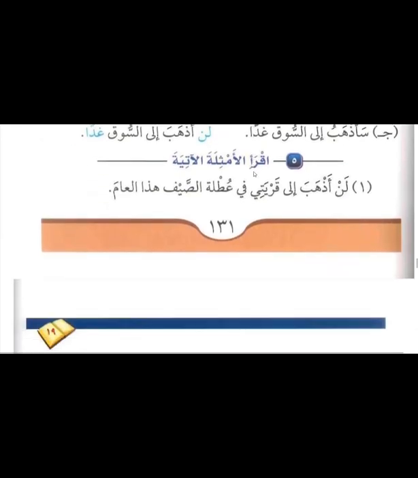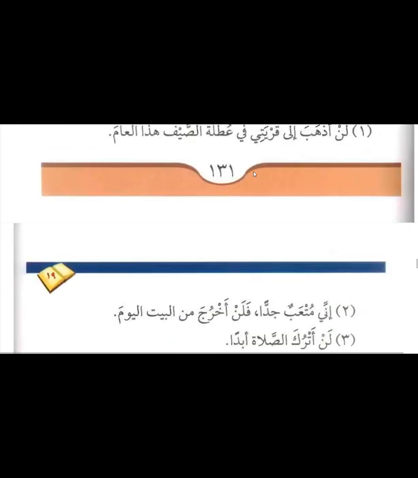اقرأ الأمثلة الآتية. Read the following examples. Now examples of lan are written here. Miss Satya, read first five sentences.